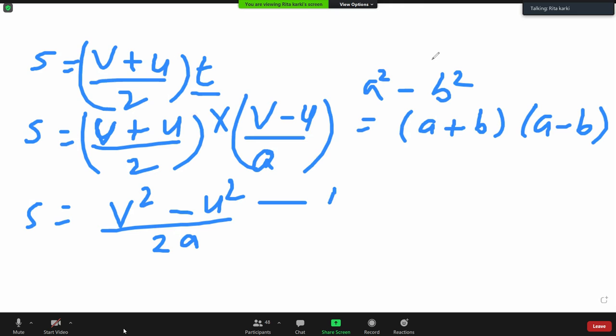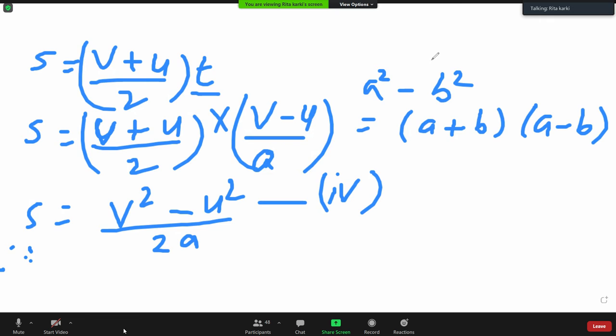Clear? So this is the fourth equation. Which equation is this? Fourth equation. Clear up to the fourth equation? This equation we have derived from equation 1 and equation 3.